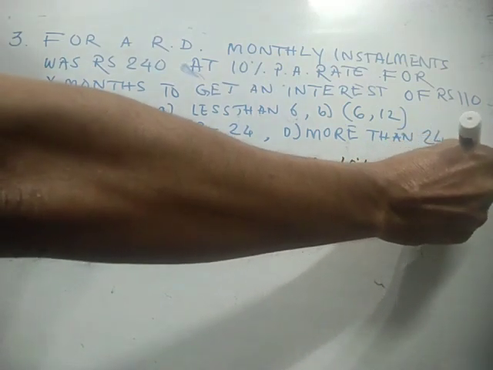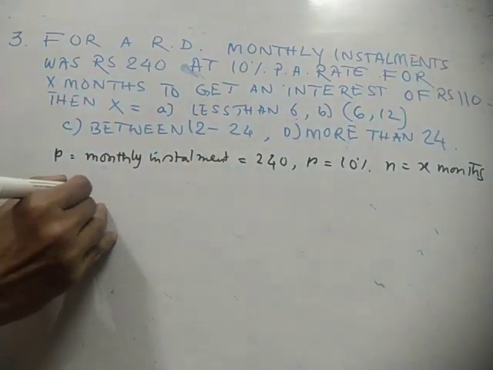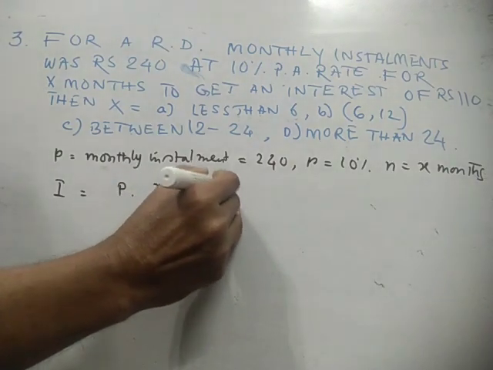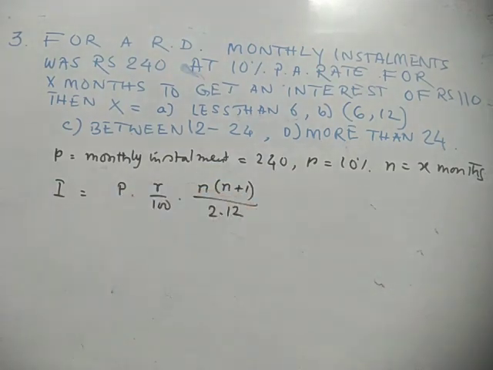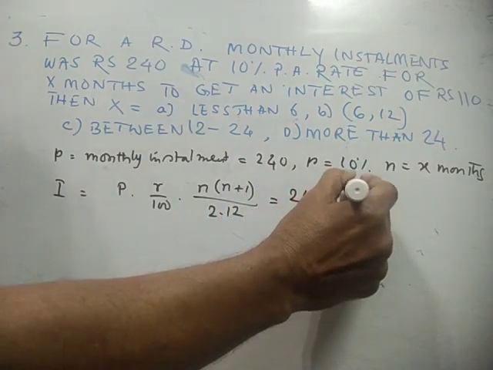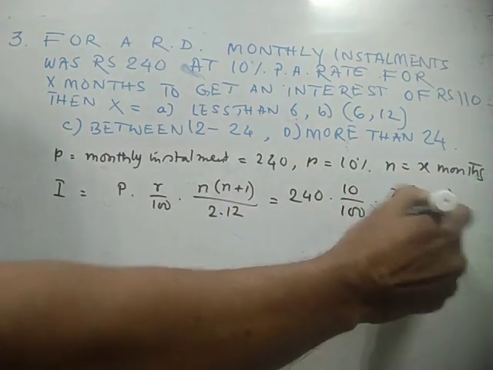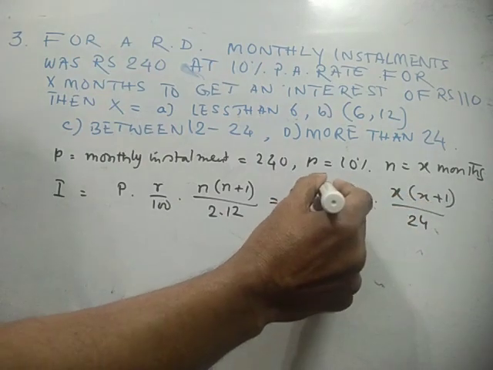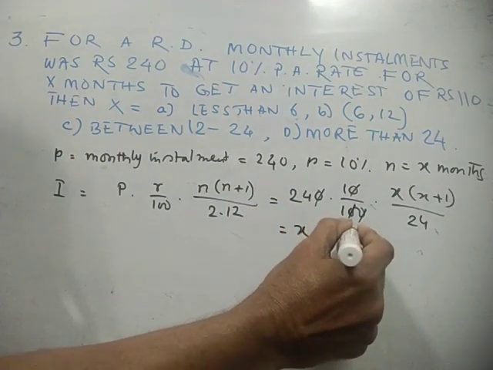Now we know the interest formula for these recurring deposit type sums: interest equals P into R by 100 into (n plus 1) by 2 into 12. This is the formula for finding simple interest in recurring deposit form. So P is given 240, R is 10, so 10 by 100, and N value is given X. So in the formula, it will be X into (X plus 1) by 24.